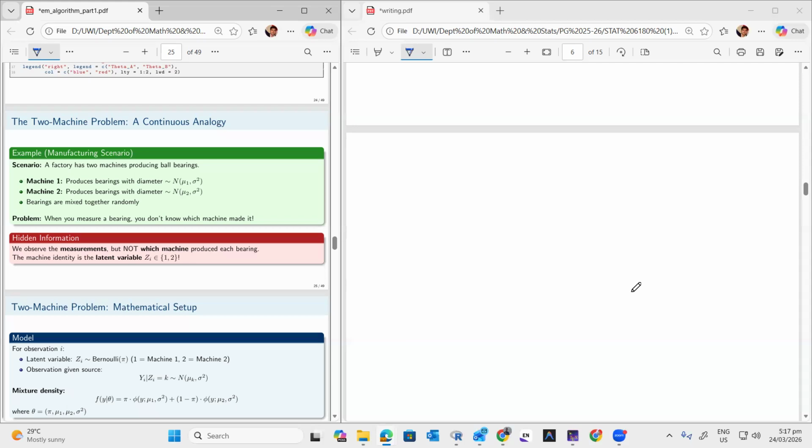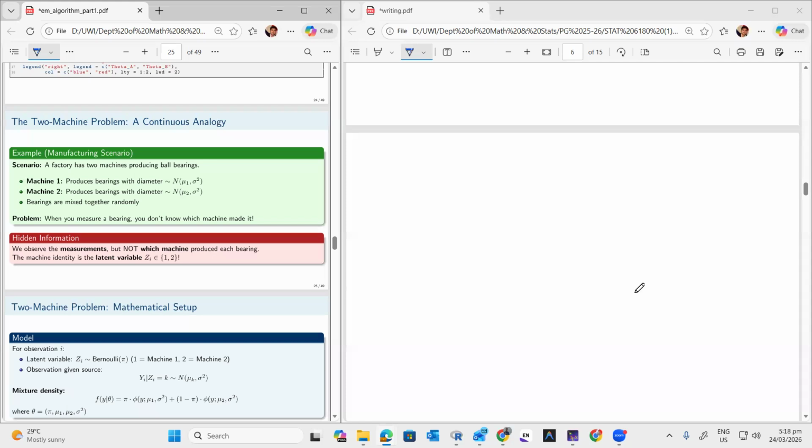Okay, and now we just assume that machine 1 produces bearings with diameters following the normal distribution with mean mu1 and variance sigma square, and machine 2 produces bearings with diameters following the normal distribution with mean mu2 and sigma square.